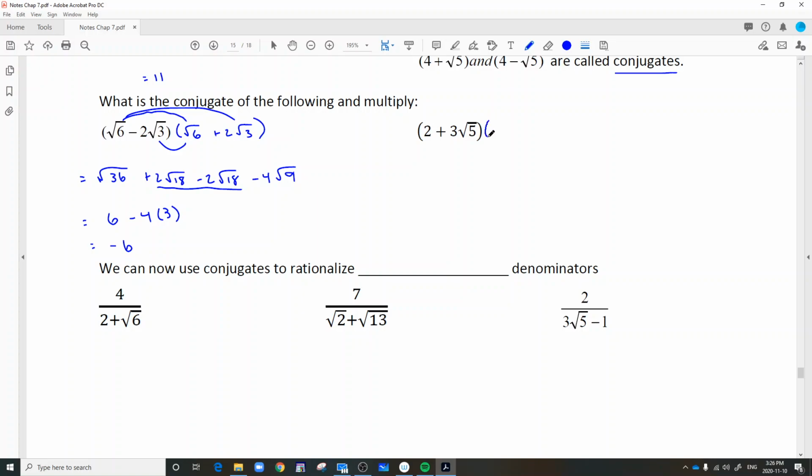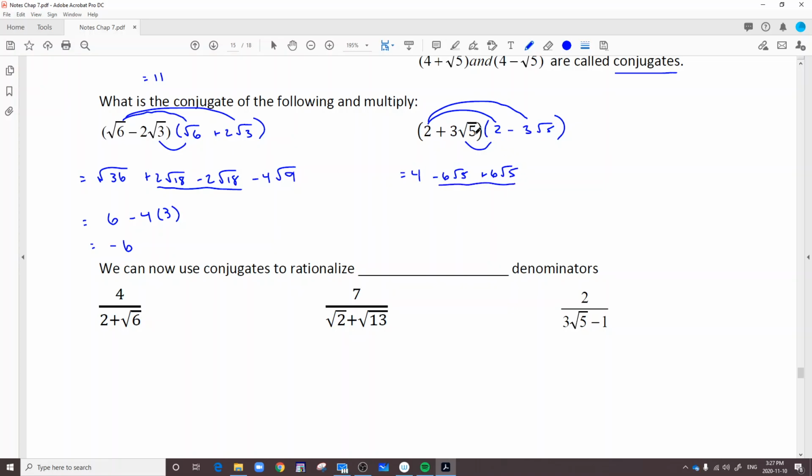So for this one, the conjugate will be 2 minus 3 root 5. When we multiply through, you're going to do your first times your first, which is 4. Now you don't have to do the outers and the inners if you don't want, because if you know they're going to cancel out. If that's too much of a jump for you, feel free to. So 2 times negative 3 root 5 is negative 6 root 5, and then this one should be positive 6 root 5, so you can leave those out if you want.